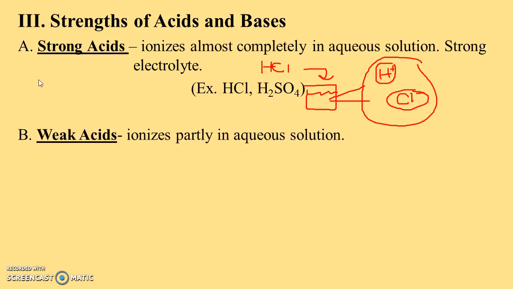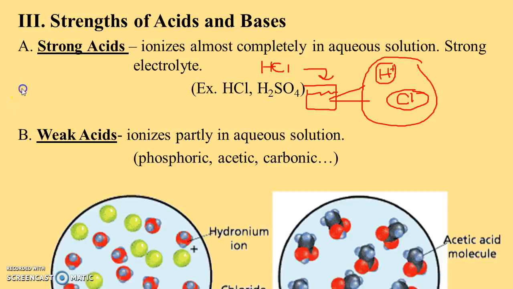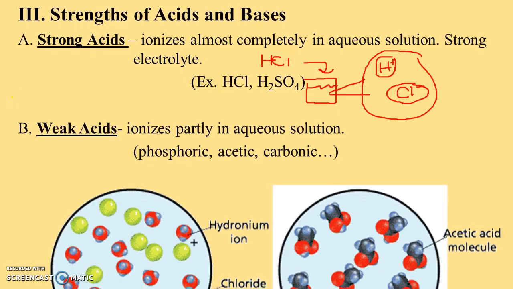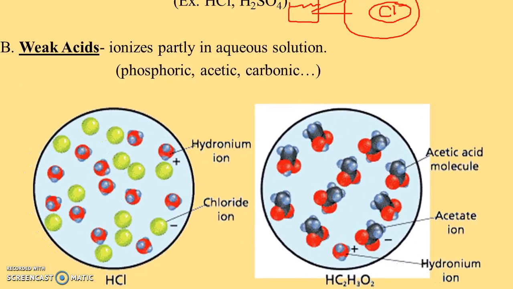A weak acid does not ionize or only partly ionizes in an aqueous solution. So here are some examples: phosphoric acid, acetic acid, which is vinegar, and carbonic acid, which occurs in soda. And let's take a look at these pictures.